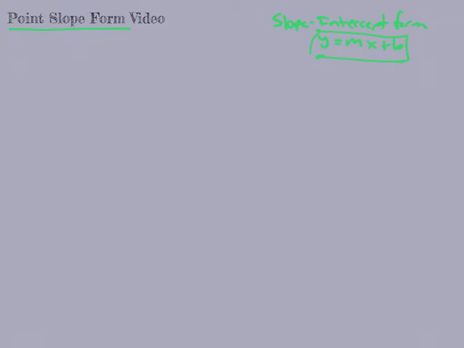So the way we're going to get to point-slope form is we're going to start with the slope formula, which you might remember from earlier this chapter. The slope formula looks like this: m equals y2 minus y1 over x2 minus x1. What we're going to do to this slope formula is manipulate it a little bit. I'm going to multiply both sides by the denominator, that x2 minus x1. So times x2 minus x1, and I'm going to do the same thing on the other side, x2 minus x1.